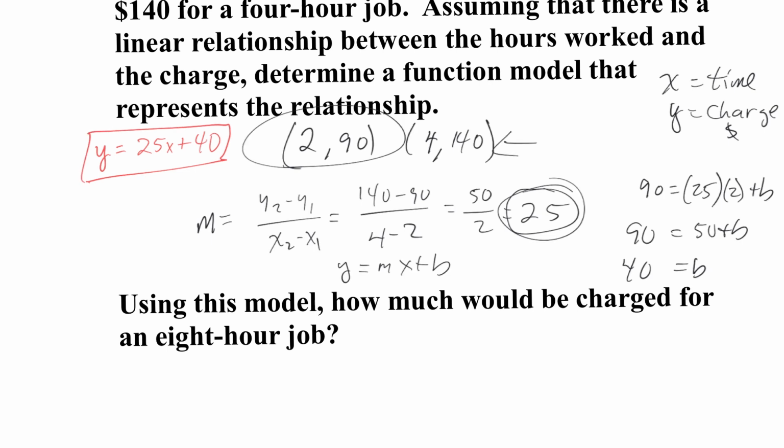Again, 40 represents the charge for just showing up, $40. 25 is the charge per hour. How much would an electrician charge for an 8-hour job? Just plug in 8. Y equals 25 times 8 plus 40, which is $240.